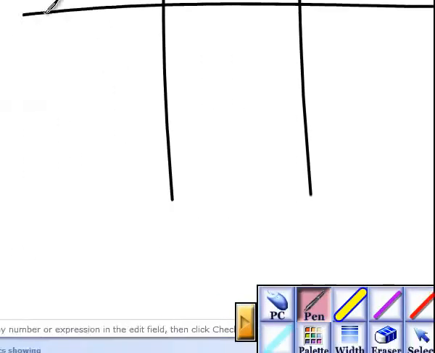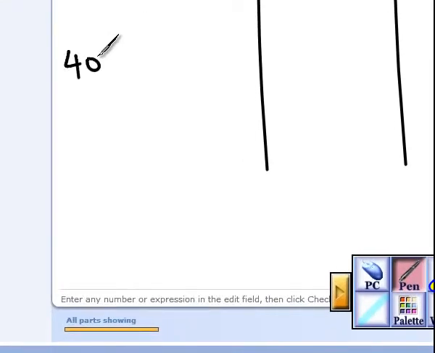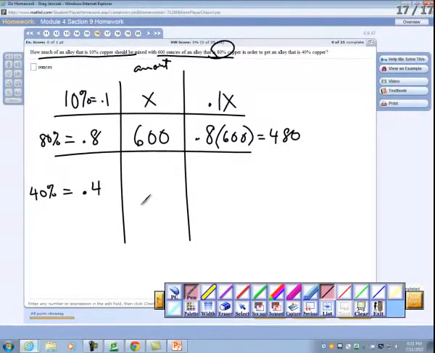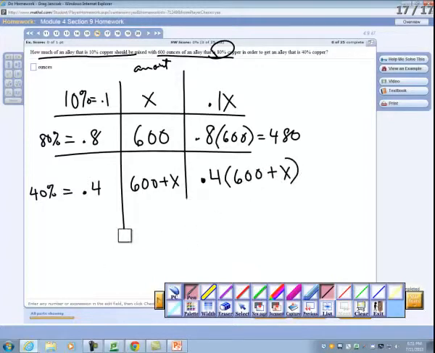To get an alloy that is 40%. So that's 40%, equals what is the percentage as a decimal? 0.4. Okay, now what about the amount? What's that going to be? 600 plus x, or x plus 600, either way. That's right. So now what do we write here? 0.4 times 600 plus x. All right, so far so good.